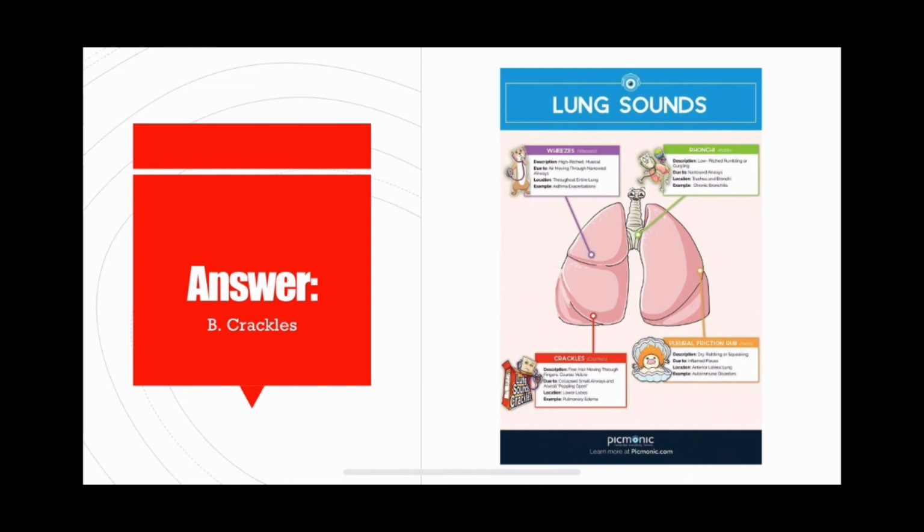And the answer to that one is B. Crackles. A description would be a fine hair moving through fingers, coarse Velcro. That's just a description of what you would be looking for. It's due to collapsed small airways and alveoli. The location is in the lower lobes. An example is pulmonary edema.